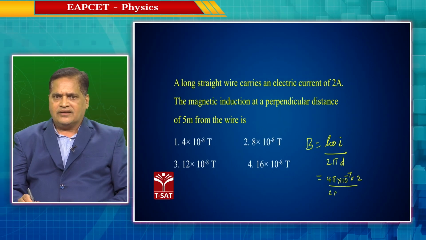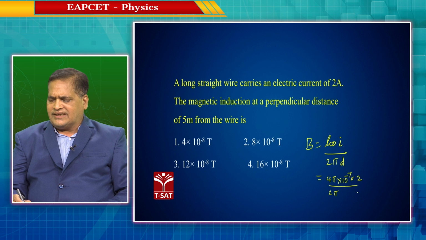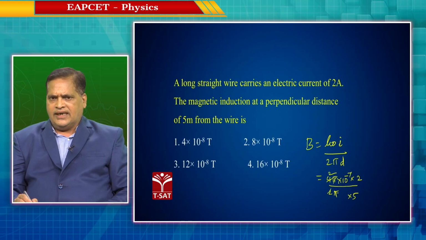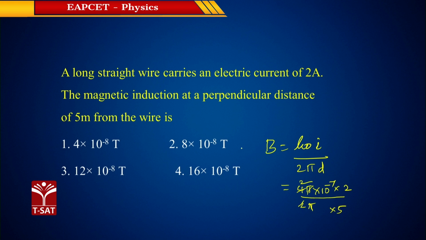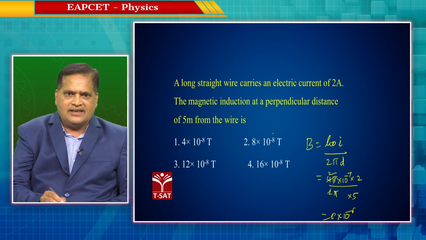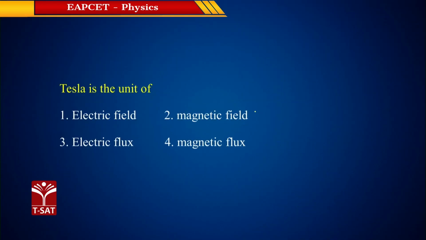Therefore 2 pi with the distance of, how much is distance given? 5 meter. Okay, 5 meter, 5 into 5. Okay, here pi get cancelled, 2 get cancelled. Okay, here that option is 8 into 10 to the power minus 6. If suppose you are calculated this one, 8 into 10 to the power minus 6, this is the answer.